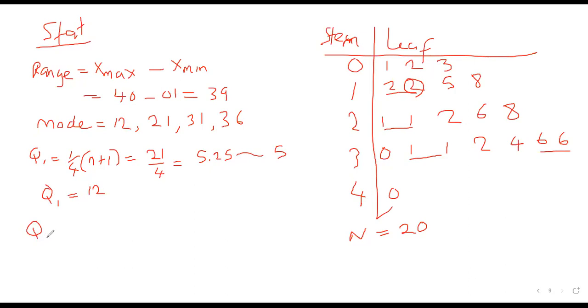Q2 is the median. It is half of n plus 1. So our n plus 1 is 21. Half of 21 is what? 10.5. Now a 0.5 means you get the 10th number and the 11th number, and you divide by 2. So 0.5 means you get that number and the following one, and divide by 2. If it was 11.5, the 11th and the 12th, divide by 2. So here we're going to get the 10th and the following.